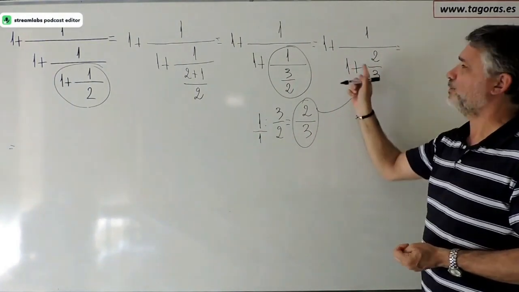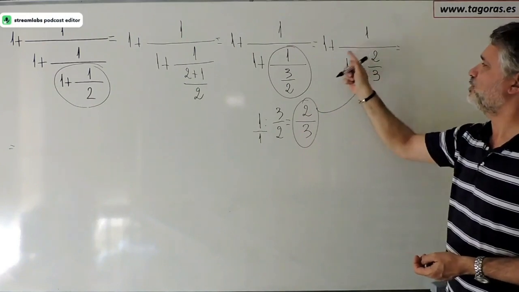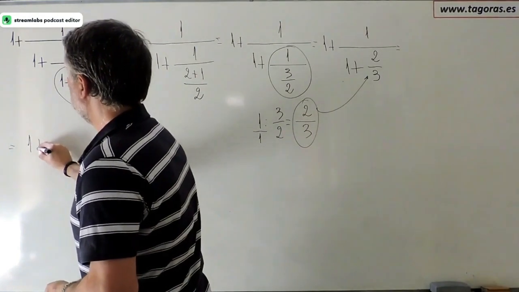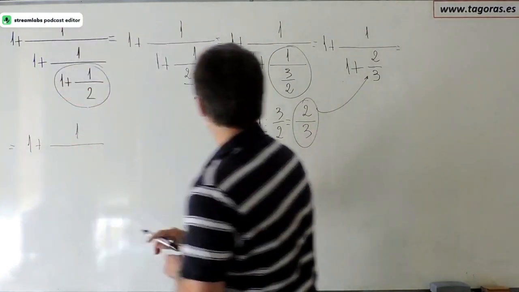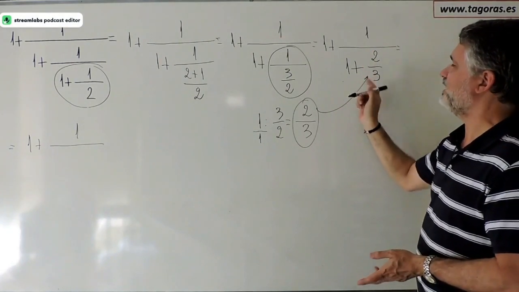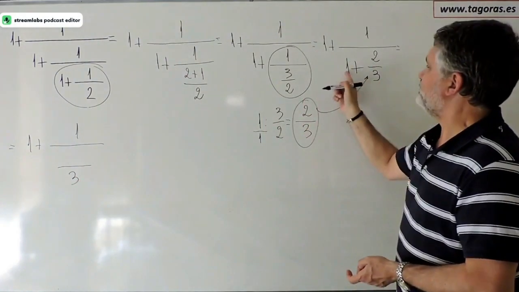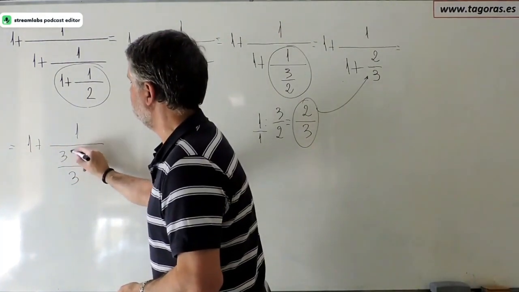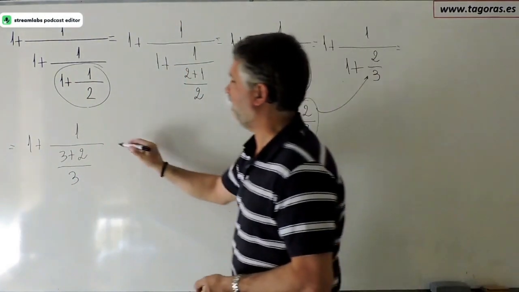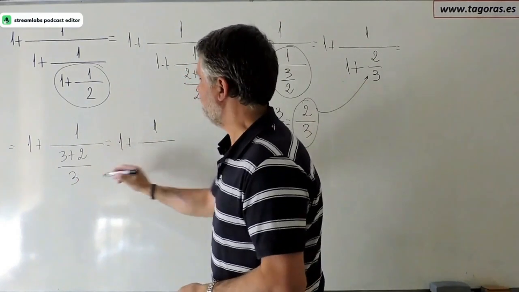We do the same approach again for everything here. What can I do? Well, I can do this operation. Let's do it. This would be 1 plus 1 divided by this sum of fractions. This sum of fractions would be the least common multiple. 3 times 1 is 3 plus 2, that has the same denominator. Therefore it remains the same, and again the same approach. This would be 5/3.